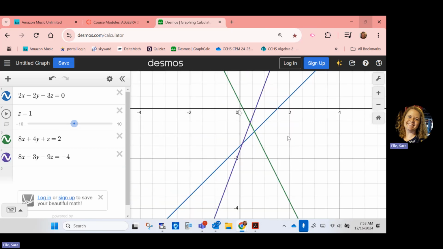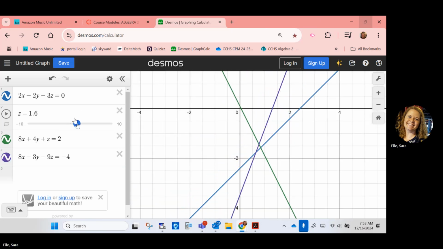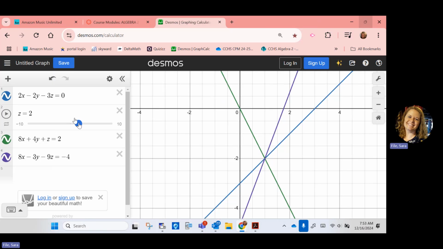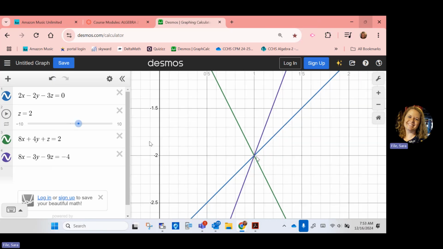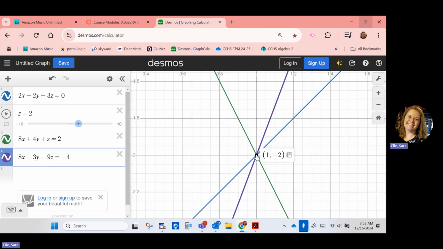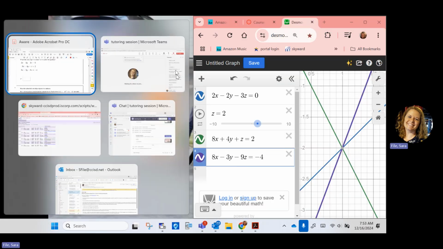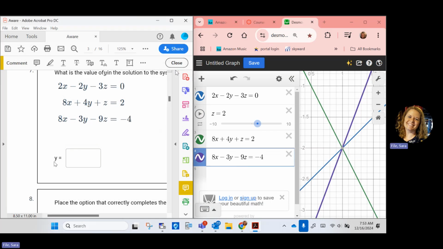So you can zoom in to make that easier for you to see. And just slide that z. There it is. All three are intersecting at this one point. And now it was asking for which variable? It's asking for y this time. Okay, so the z is at 2. And then the x is at 1, the y is at negative 2. So your answer here should be negative 2. The y value of that system solution.